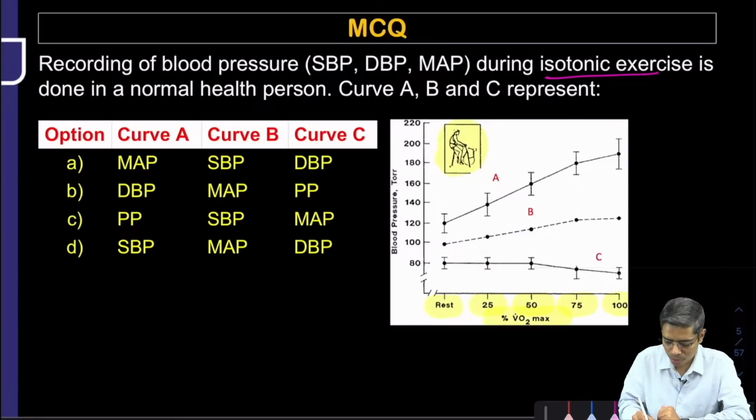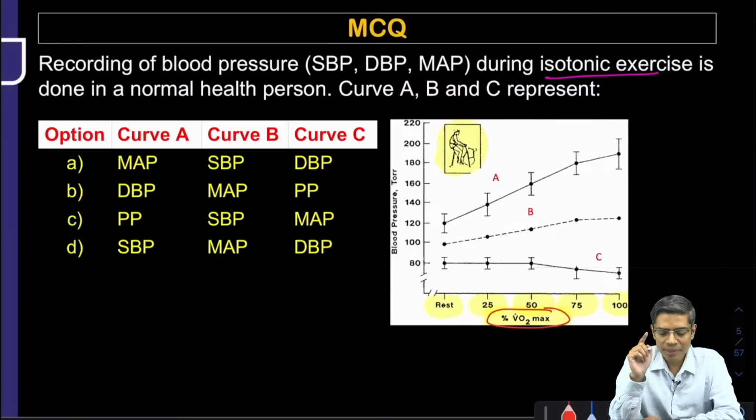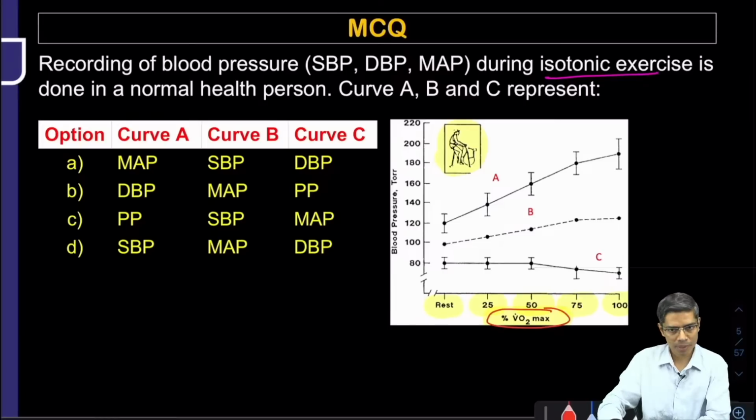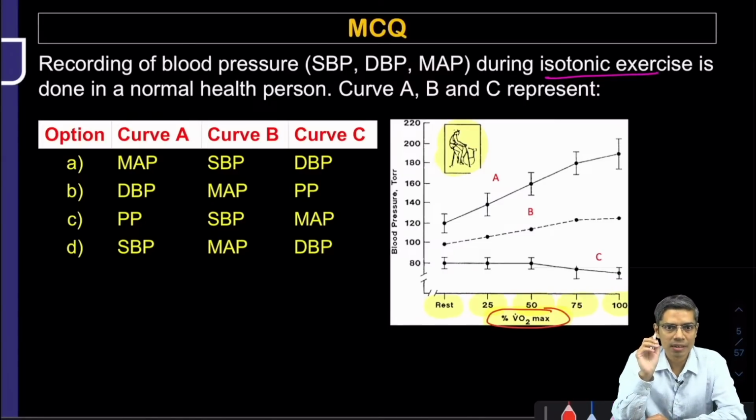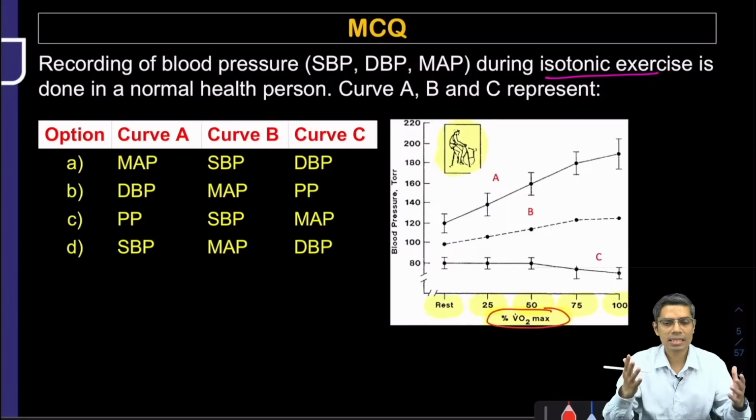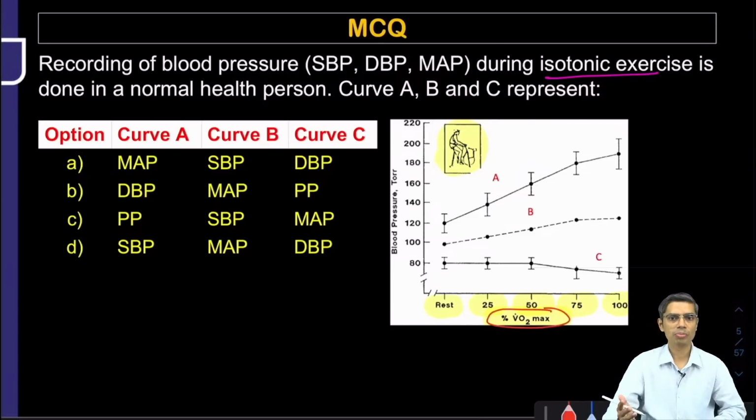I hope you must have heard about this VO2 max. VO2 max is the maximum amount of oxygen that can be consumed by a person during severe exercise. So this VO2 max you have to understand. Whenever you are doing very severe exercise, the maximum amount of oxygen your body is consuming is the VO2 max.